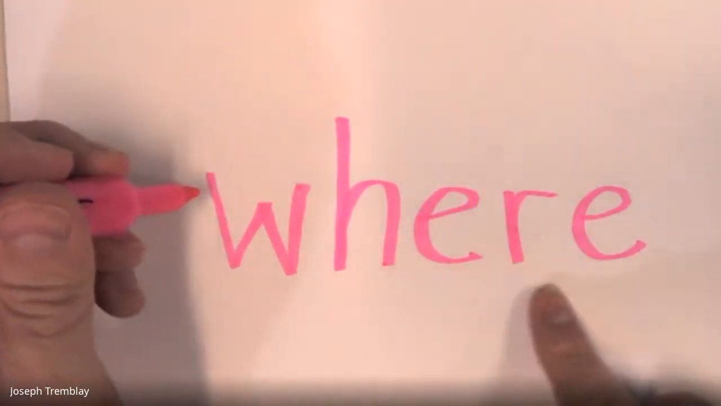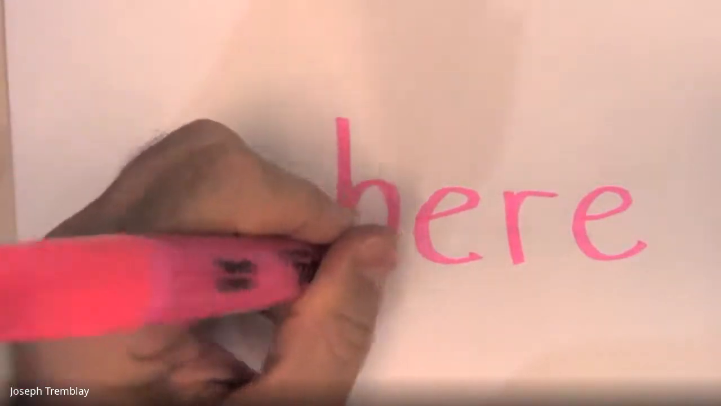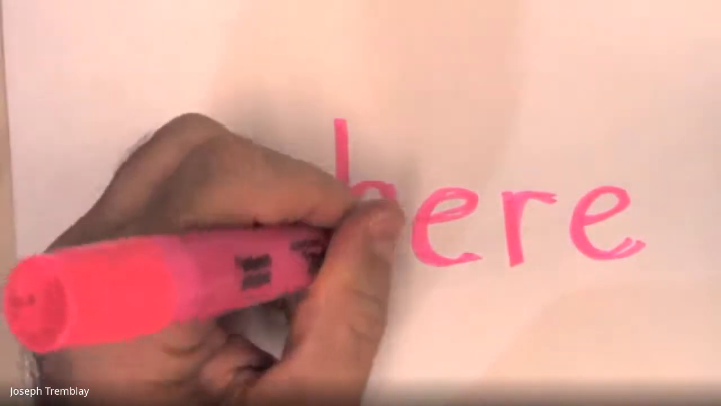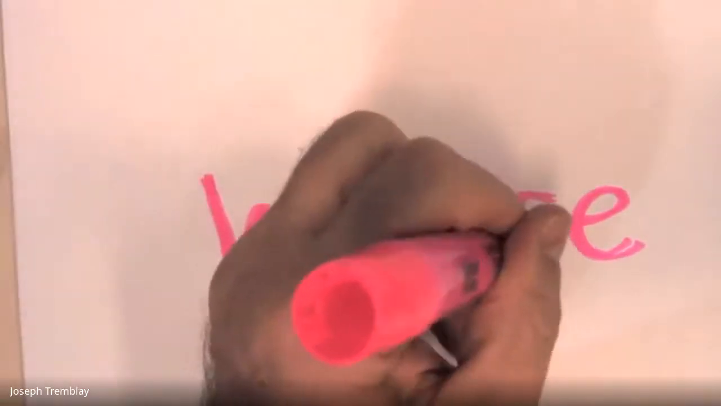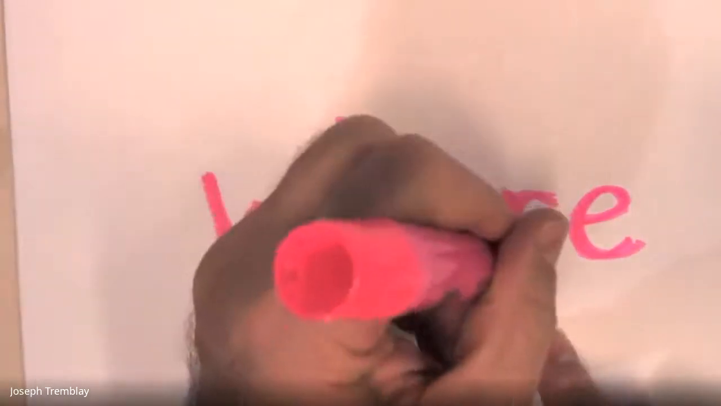And now I'm going to do it again. I'm going to trace over it again. And I'm going to spell it out as I'm saying it. When I'm done, I'm going to say the whole word. W-H-E-R-E. Where. W-H-E-R-E. Where. One more time. W-H-E-R-E. Where.